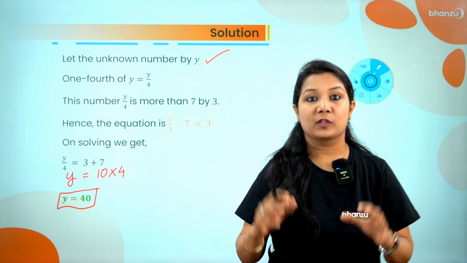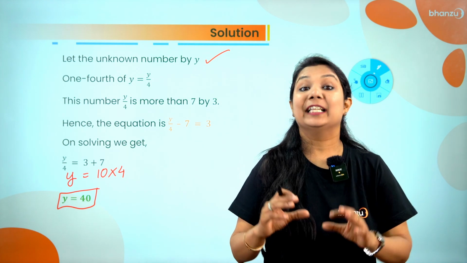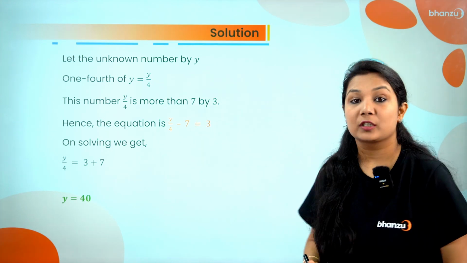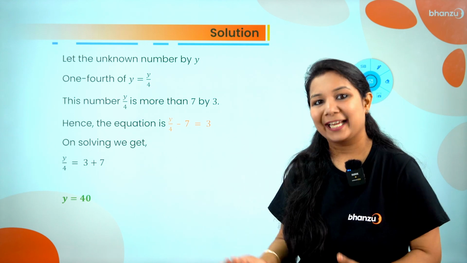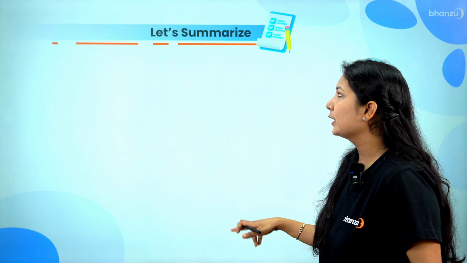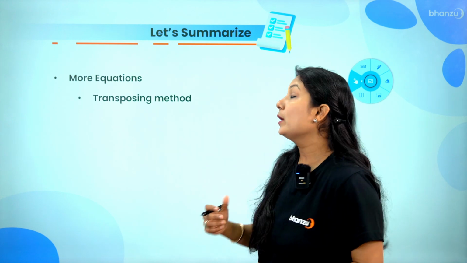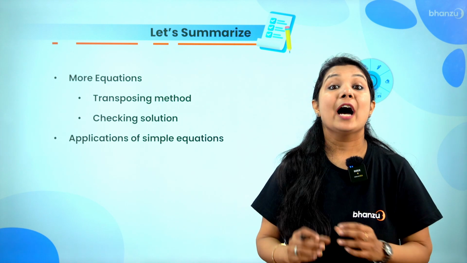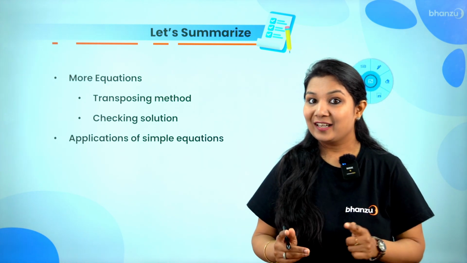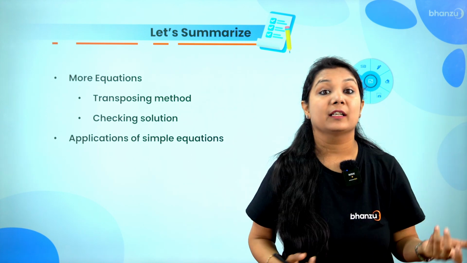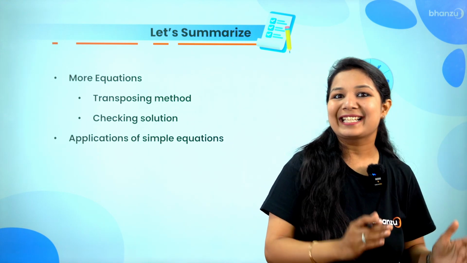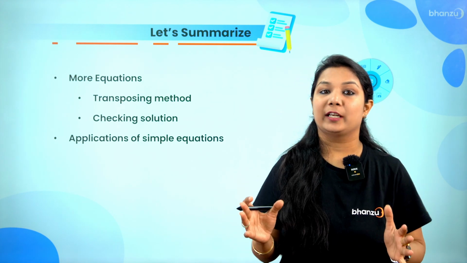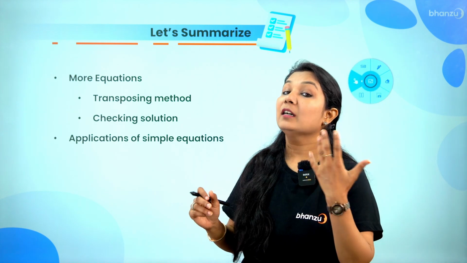So always and always, first of all, form the equation out of it. Then only we will be able to solve it, right? So we can have similar such questions for applications of simple equations. So moving ahead, let's summarize what all we had covered in today's session. We had talked about more equations which can be solved by the transposing method, and also how we check the solution, right? Whenever your value, when substituted in the equation, gives you LHS is equal to RHS, that means that value of the variable satisfies your equation, right? And it's the correct solution.